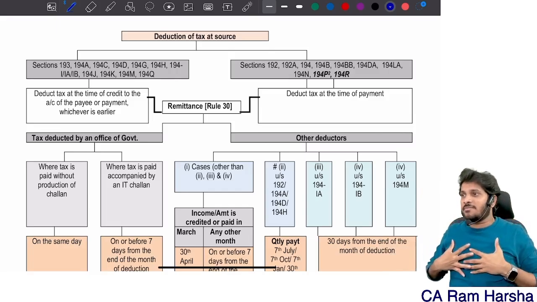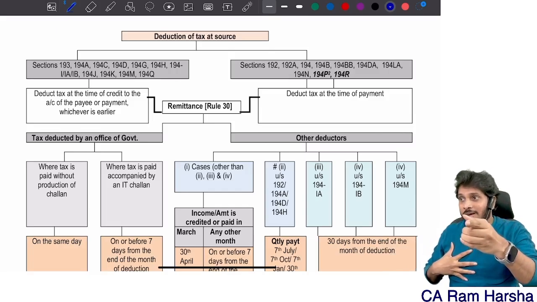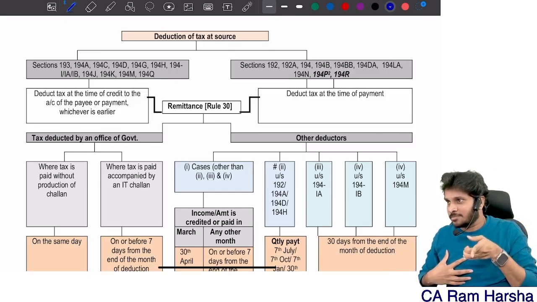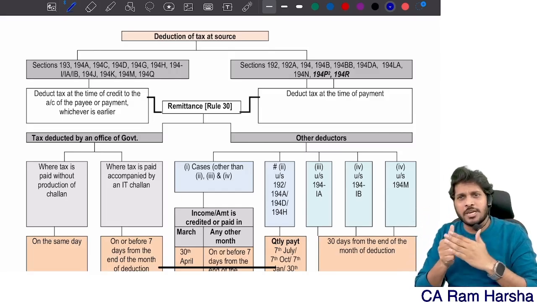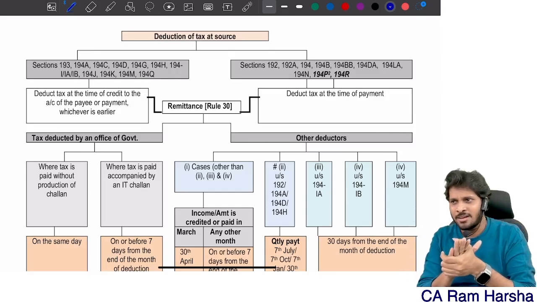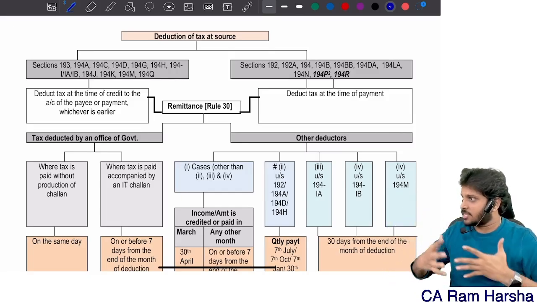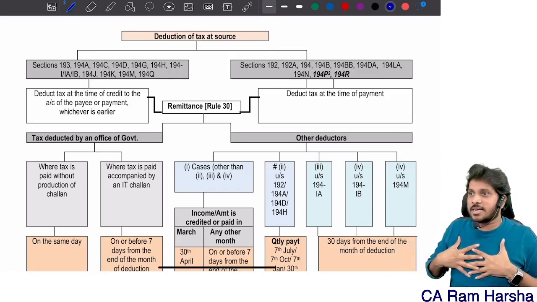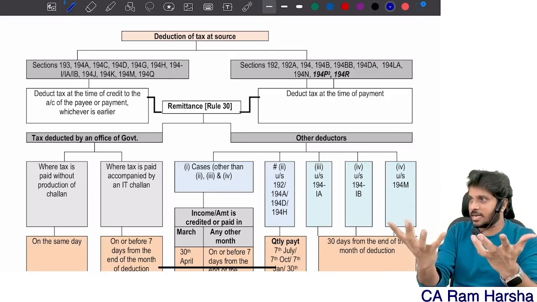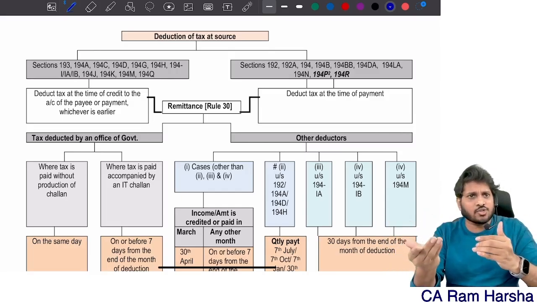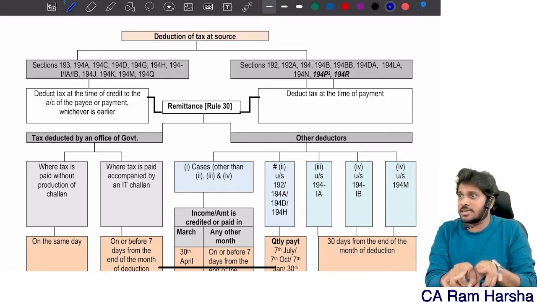Now what will the department do? Tomorrow this employee will file an income tax return. At that time he will show income, right? Tell me, will the employee show income gross or net? Yes or no? Suppose somebody asks me, what is my income? I should tell my full salary, not after TDS. I will tell the full salary.